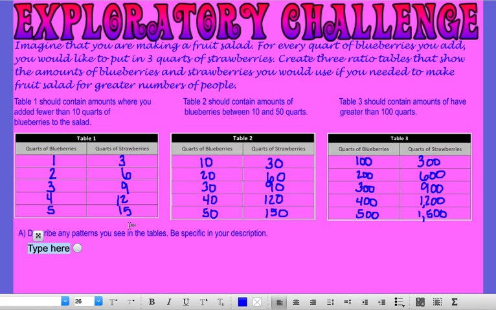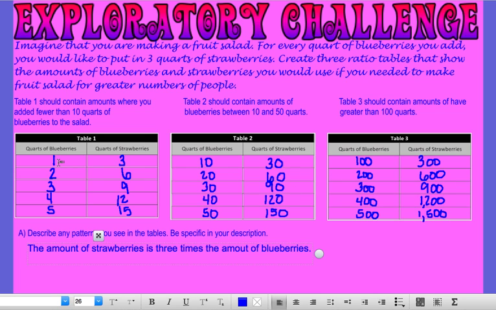All right, so if we look at this, we could say that the amount of strawberries is 3 times the amount of blueberries. Okay, so what I mean by this is for every 1 quart of blueberries that I put in, I'm going to put in 3 quarts of strawberries. So going from left to right, it's always times 3. It's always 3 times more. So that's 1. Okay, and that works for all 3 of these tables.